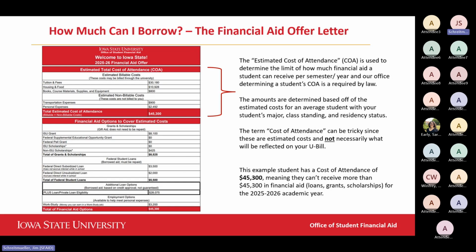So this student's estimated cost of attendance is $45,300. Really what this means is they can't receive more than $45,300 in financial aid, any combination of loans, grants, and scholarships for the 2025-2026 school year. So even if this student was receiving, say, $60,000 in scholarships, we wouldn't be able to give them the entire $60,000 since it exceeds the cost of attendance. We'd have to return some just to reduce it down to $45,300. But ultimately, that'd be a pretty good problem to have.